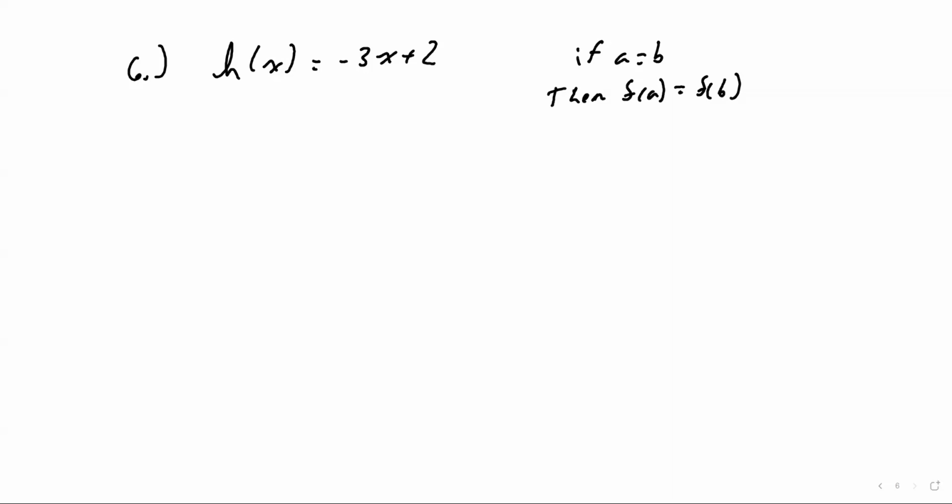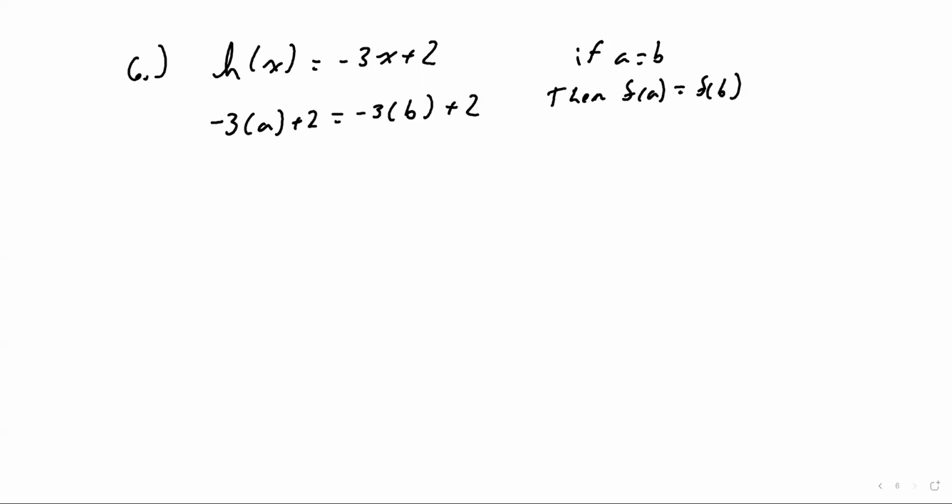All right, so here we go. So this is going to be negative 3a plus 2, again replacing the x with an a, equals negative 3b plus 2. All right? And we're going to solve this. I suggest just solving for one of the letters. I usually go with a, but you can go with b if you'd like.